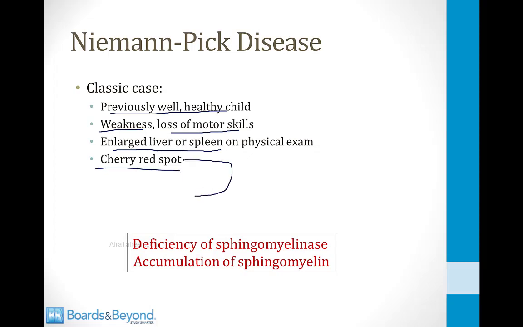Now, the cherry red spot can make you think of Tay-Sachs disease, but the liver and spleen are not part of Tay-Sachs disease. If you see hepatosplenomegaly, then they are probably talking about Niemann-Pick in a child who has a cherry red spot. And then remember that the deficiency here is the enzyme sphingomyelinase, and the accumulation is of sphingomyelin.